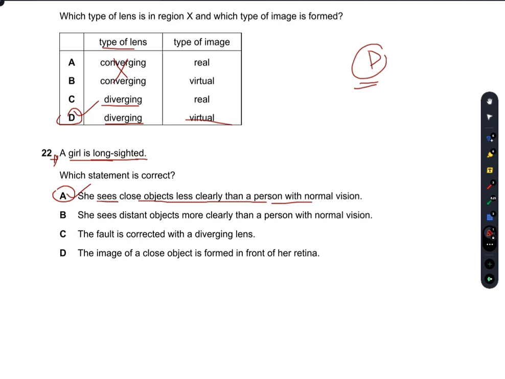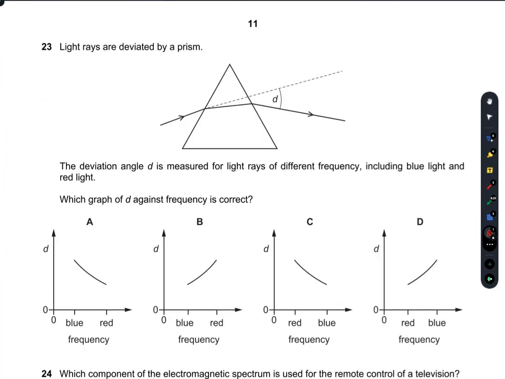She sees distant objects more clearly than a person with normal vision. No, she sees the distant objects with the same clarity as a person with normal vision sees. So B is incorrect. The fault is corrected with a diverging lens. No, it is corrected by a converging lens. The image of a close object is formed in front of her retina. No, it is formed after the retina. So A is the right answer.